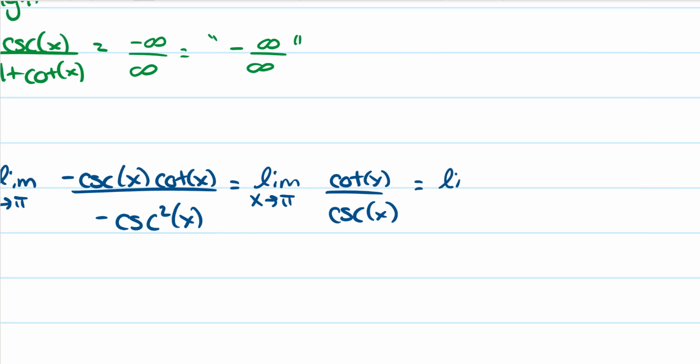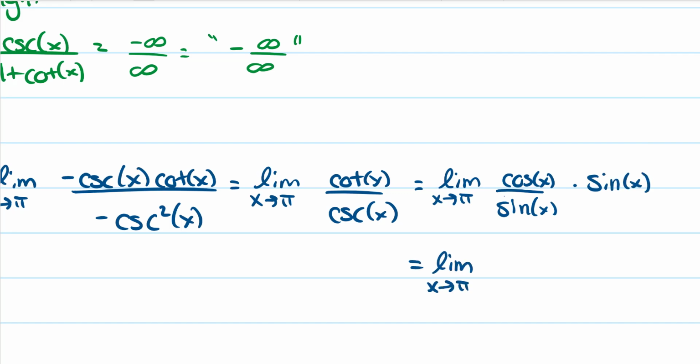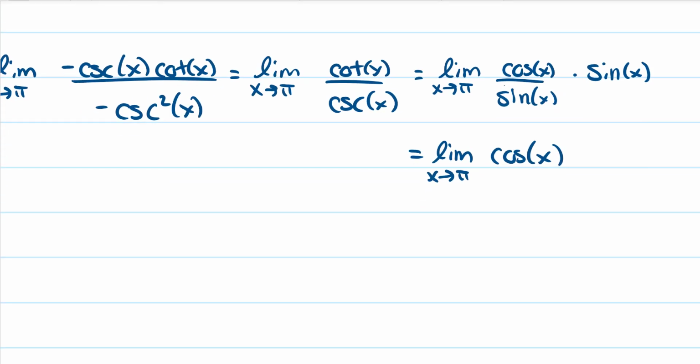And again, rewriting that, I get the limit as x approaches pi. And this is going to be cosine of x over sine of x times sine of x. So this is the limit as x approaches pi of cosine of x. And so this is going to be cosine of pi, which is negative 1.